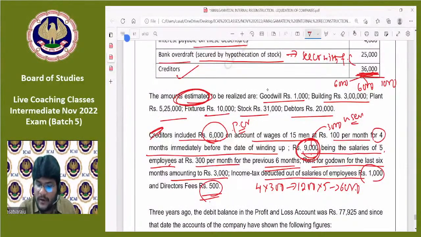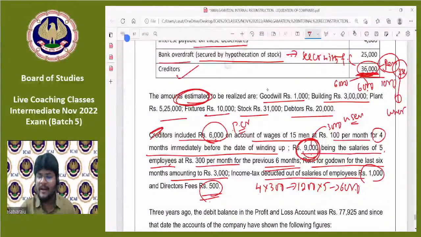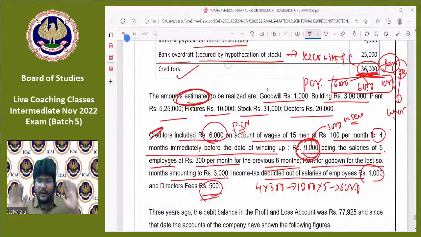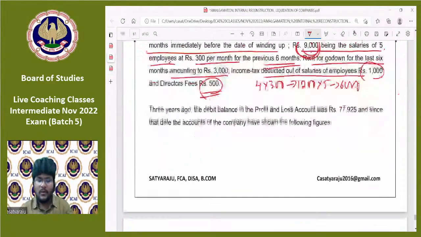So out of this 36,000, 6 plus 6 plus 1, 13,000 is only the preferential creditors. What about the remaining balance, guys? 36 minus 13, 23,000. This 23,000 is an unsecured creditor. Indirectly, he is conveying that out of these creditors of 36,000, 13,000 is the preferential creditor and 23,000 is the unsecured creditor. That is the information they are providing through paragraph number 2.